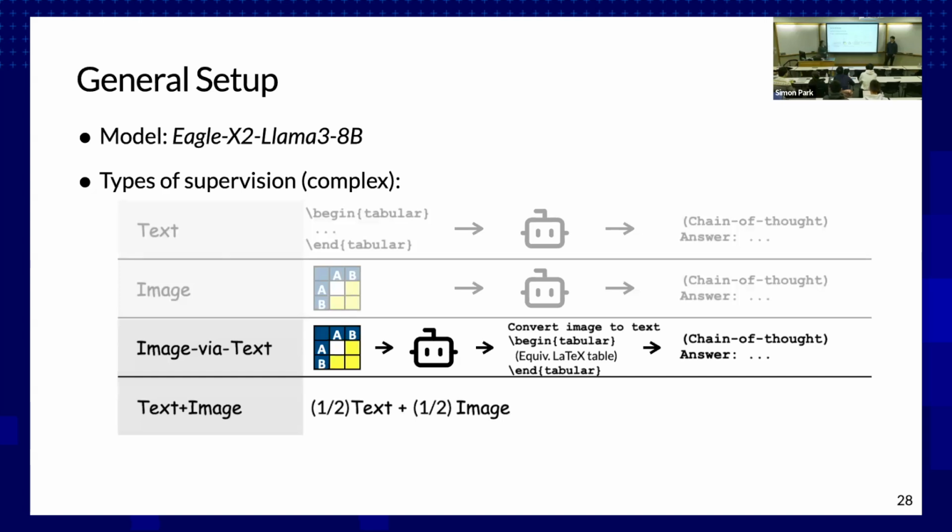The first one we call image via text. The model is given the image format of the inputs and is first asked to explicitly convert the image format to the equivalent text format. Here it converts the image of the table to the corresponding LaTeX code, and then it performs reasoning through chain of thought and then predicts. The second type of supervision is called text plus image, which essentially trains the model on an equal mixture of text and image supervision.